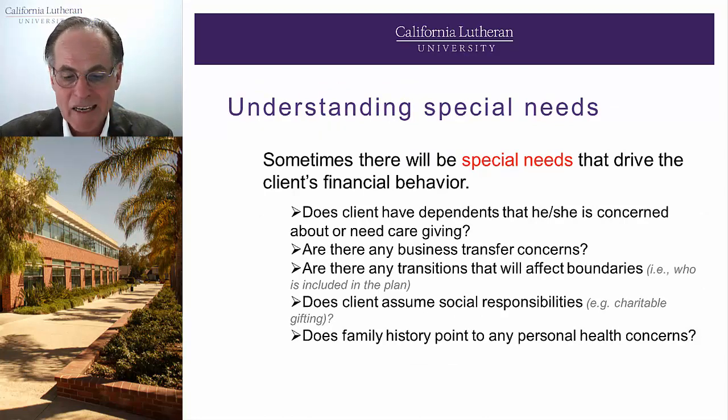Sometimes there'll be special needs that will drive a client's financial decision-making behavior. The client may have a responsibility for dependents with ongoing care needs. There might be family health histories that raise concerns about future needs. There might be a closely held business to transition or issues of social consciousness that are important to the client. Many times the practitioner may not be aware of these needs until they question the client to find out about them. A formal questionnaire may be helpful.